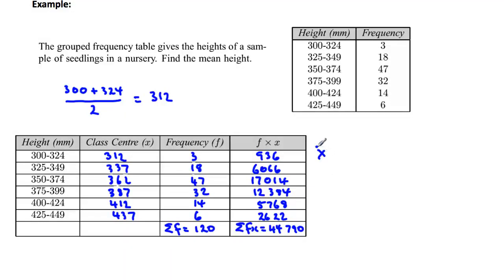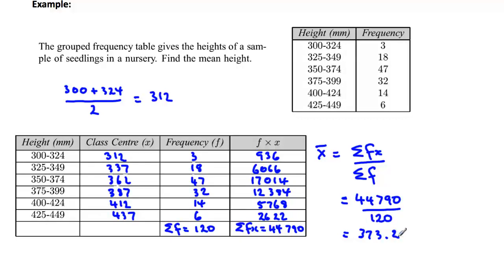So our final step is to work out our average or our mean. So we take the sum of the FX column and the sum of the F column, substitute in our results, and therefore our answer for the average height of the saplings, or the seedlings rather, is 373.25 millimeters. So 373 would put us around about here, which is why we call it a measure of central tendency, around about the middle.